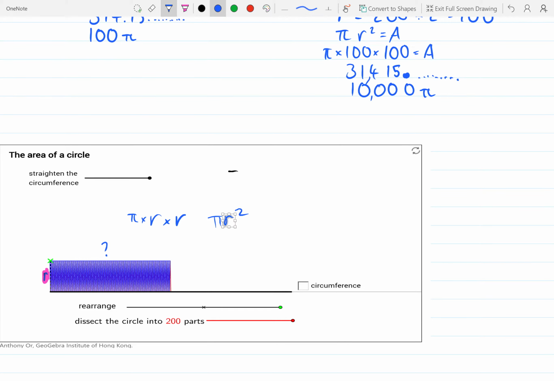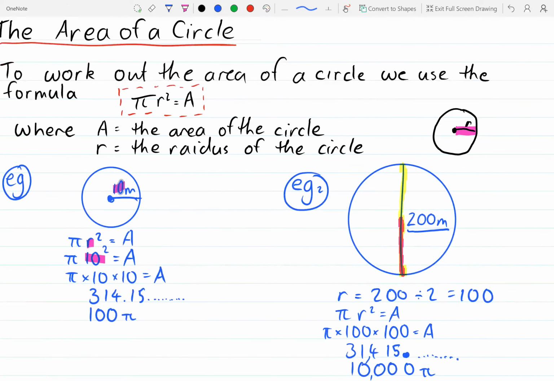Okay, now that's just a little bit of intuition as to why it works. It's a really hard idea to understand, but this formula pi r squared does come from a series of people working very hard to try and find the area of a circle, and they've done really well at it.